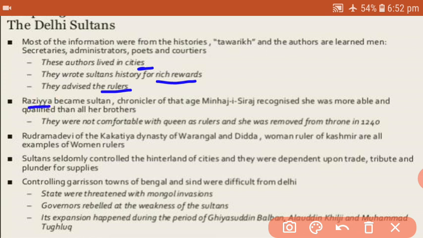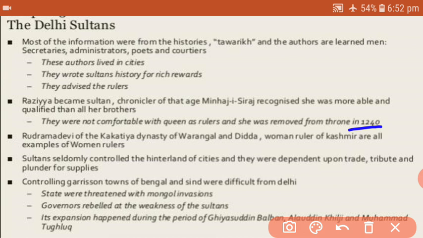Razia Sultana, as you will come to know about her also, was the daughter of Sultan Shamsuddin Iltutmish, and the chronicler Minhaj-e-Siraj, one of the most famous chroniclers of the Sultanate period, recognized that she was more able and qualified than all her brothers, and that's why she became the ruler of Delhi. But the people were not comfortable with a queen as ruler. As you know, a male dominating society would not accept a woman ruler, and that's why she was removed from the throne in 1240 CE.